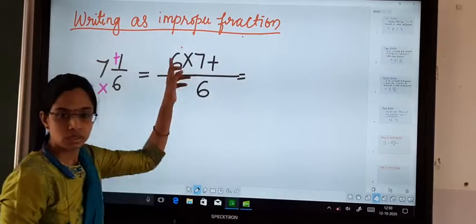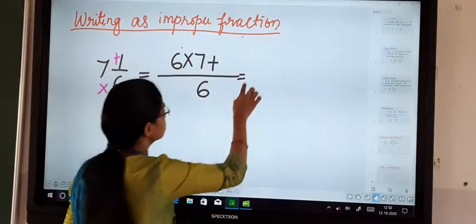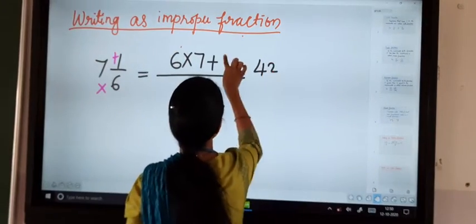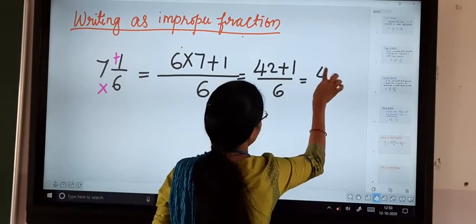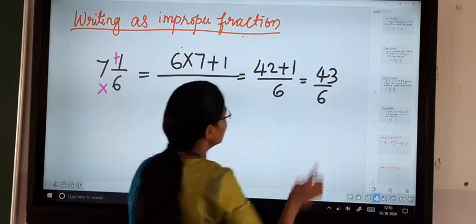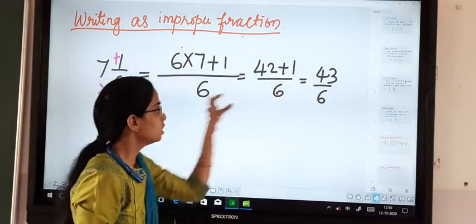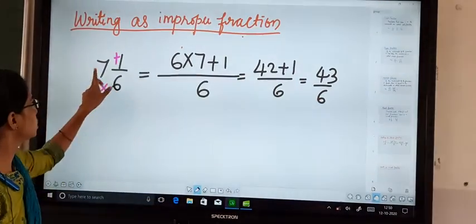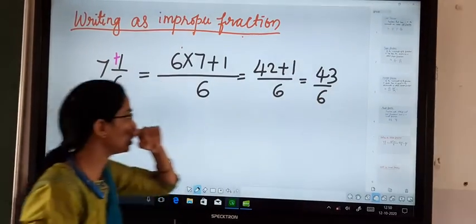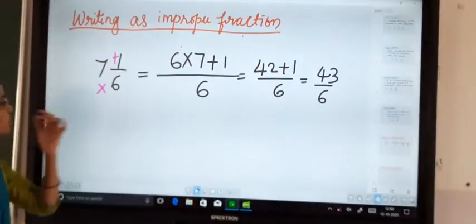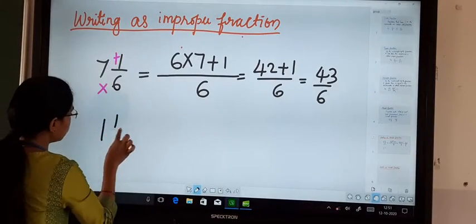Now 6 sevens are 42, plus 1, divided by 6, 43 by 6. So this is the improper fraction. The mixed fraction was 7 integer 1 by 6. This is how I converted it to the improper fraction. One more. 1 integer 1 by 2.